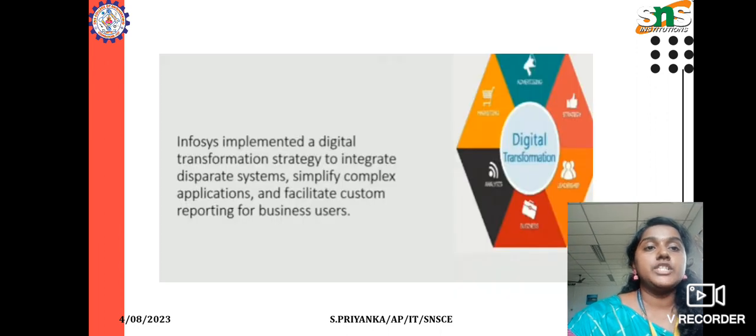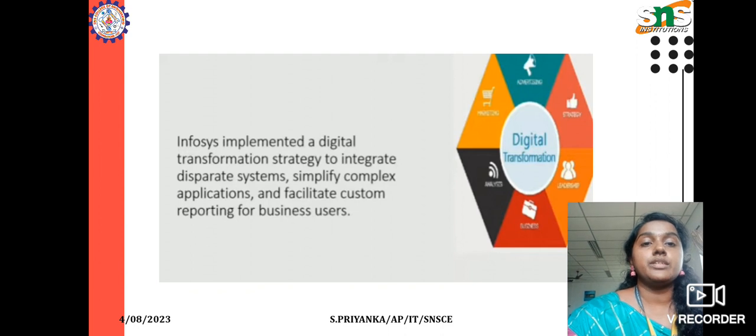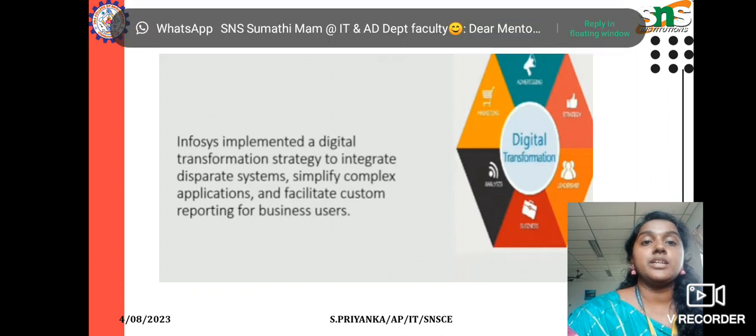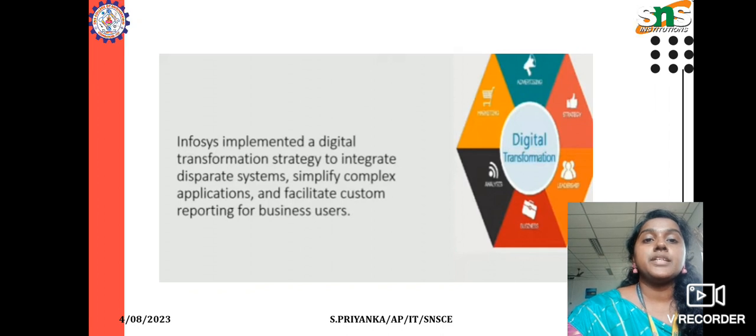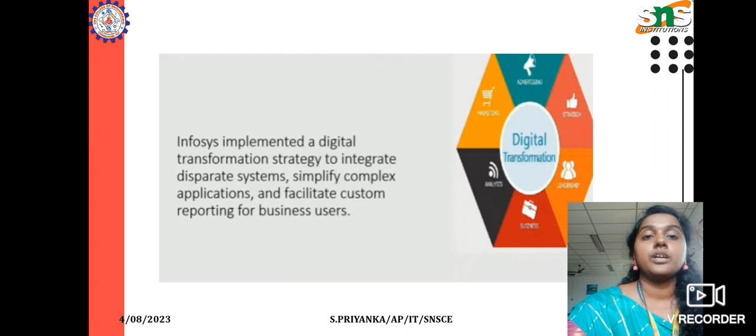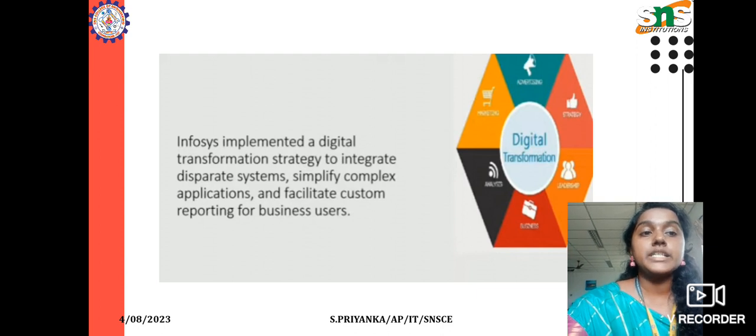In digital transformation, Infosys implemented a digital transformation strategy to integrate disparate systems, simplify complex applications, and facilitate custom reporting for business users. In such a way, digital transformation was very useful to Infosys in implementing the agile model.